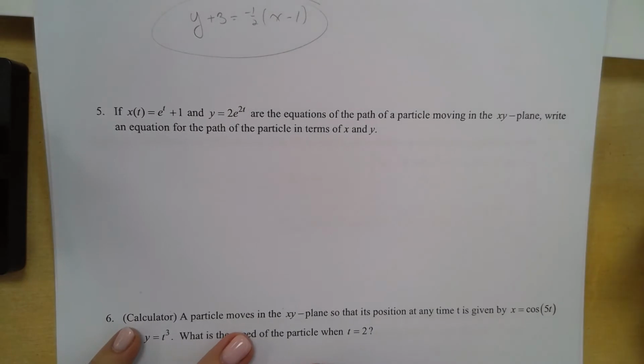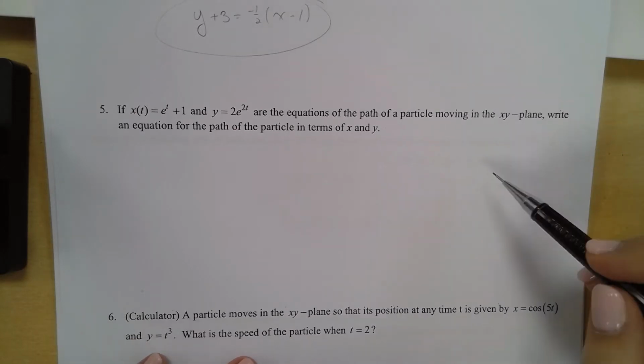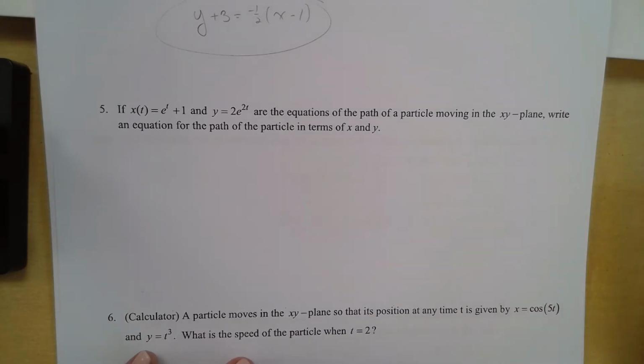Number 5, if x of t is equal to e to the t plus 1 and y equals 2e to the 2t, are the equations of the path of a particle moving in the xy plane. Write an equation for the path of the particle in terms of x and y.